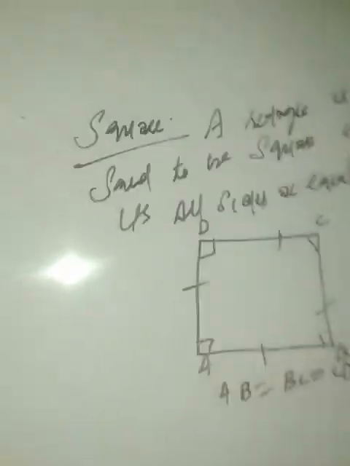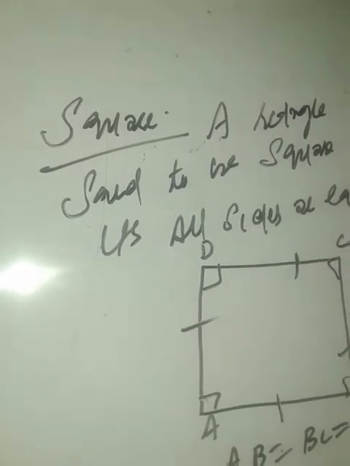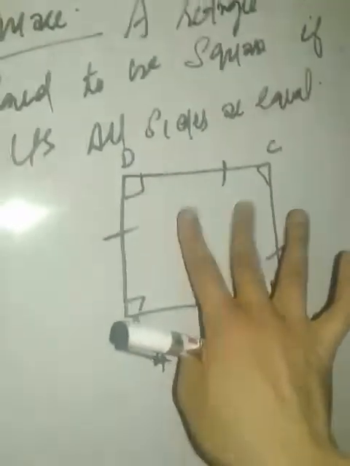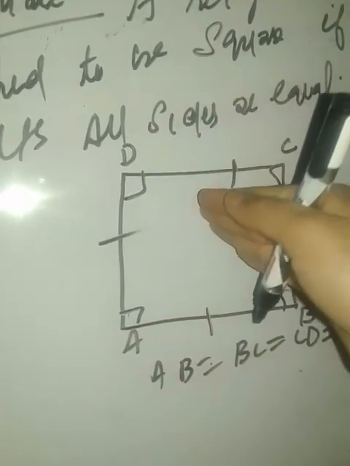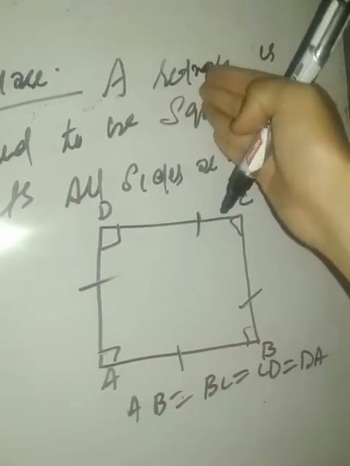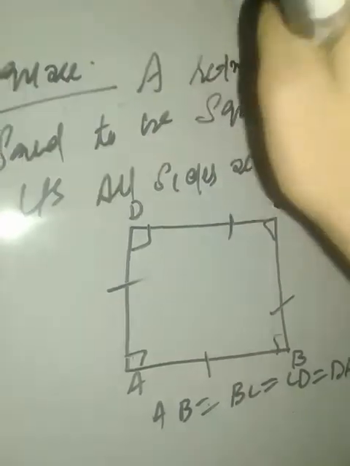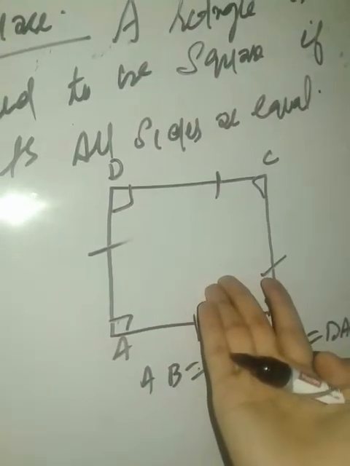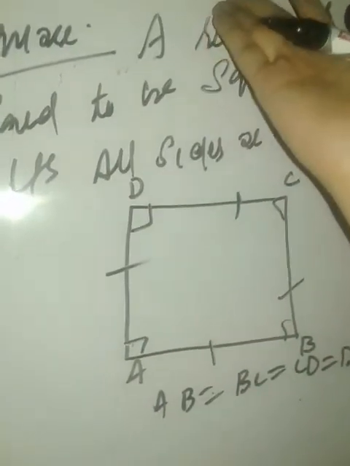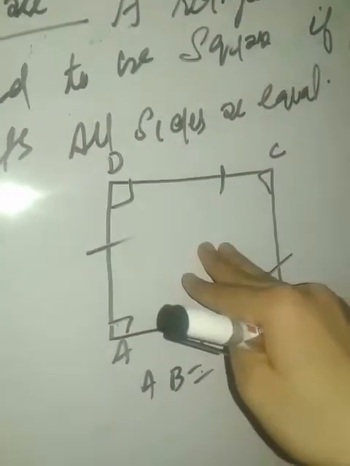So we have learned that a rectangle is a parallelogram. A square is a rectangle. We can say that every square is a rectangle, but every rectangle is not a square. In a similar way, we can say that every rectangle is a parallelogram, but every parallelogram is not a rectangle. And a square is also a parallelogram. Why? Because a square is a rectangle, and a rectangle is a type of parallelogram. So these all are parallelograms. Square is a parallelogram, rectangle is also a parallelogram.